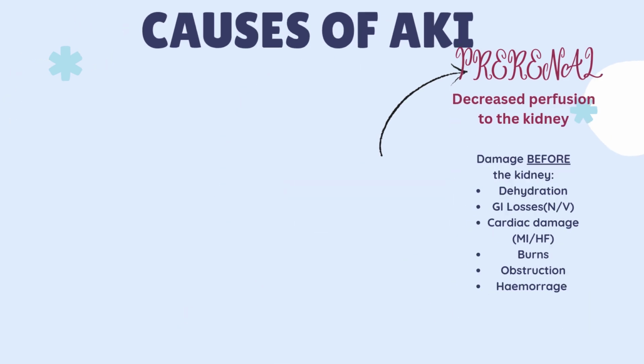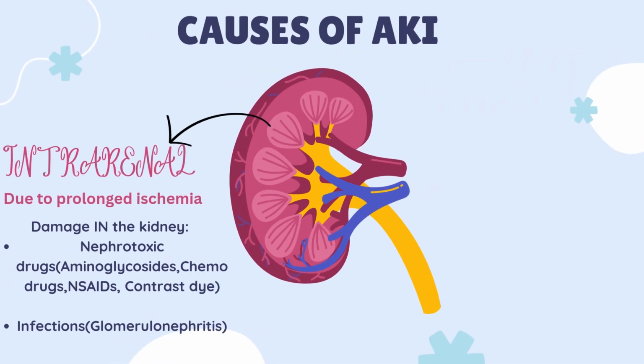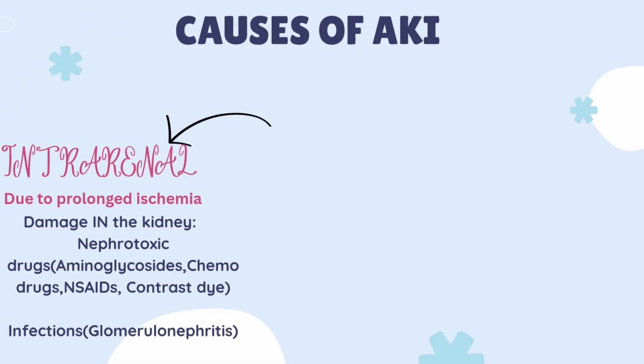and hemorrhage. Intrarenal AKI, there is damage inside the kidney as a result of prolonged ischemia, meaning our washing machine filters are broken. Can cause intrarenal AKI. We have nephrotoxic drugs, e.g. aminoglycosides. Examples of aminoglycosides are vancomycin and gentamicin. We also have chemo drugs, NSAIDs, and contrast dye. Infection can also be another cause of intrarenal AKI.